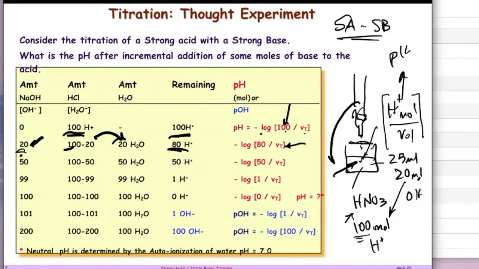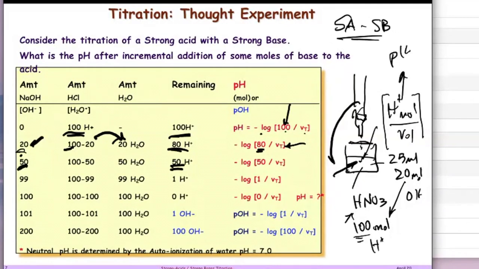So the pH of that solution would be the acid moles that you have divided by the new volume. The volume is constantly changing, and if you take the negative log of that, then you've got the pH. If you add 50, then that means you've got 50 hydrogen that remains unreacted, and the pH is just 50 divided by the new volume, the negative log of that.